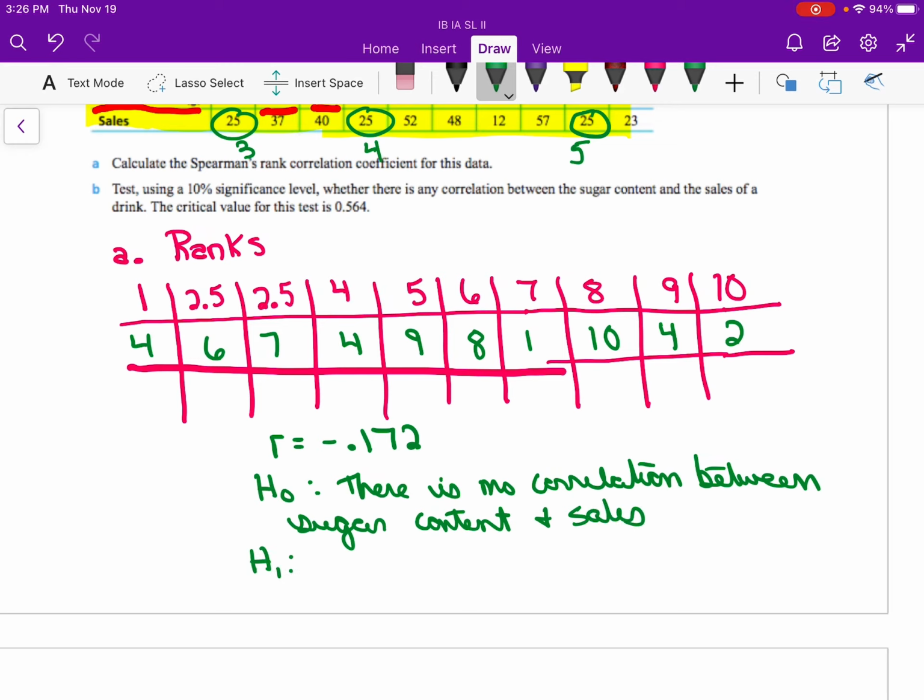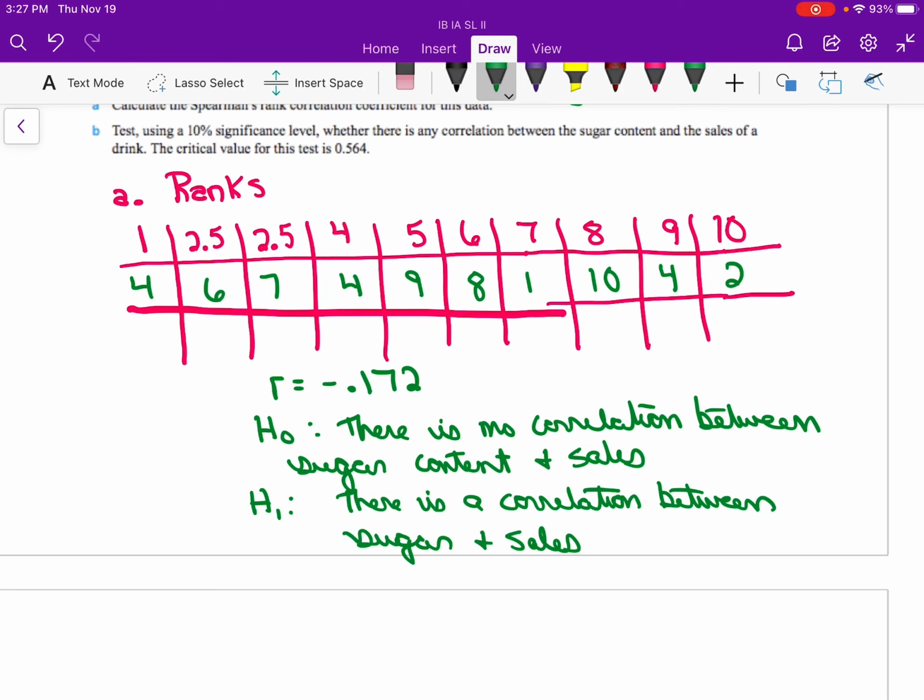And our alternate hypothesis is there is a correlation between sugar content and sales. And so this said at the 10% significance level, the critical value is 0.564. So we are going to look at the absolute value of R sub S because we're looking at the correlation of it, not whether it's negative or positive. So we would have 0.172, which is less than 0.564.